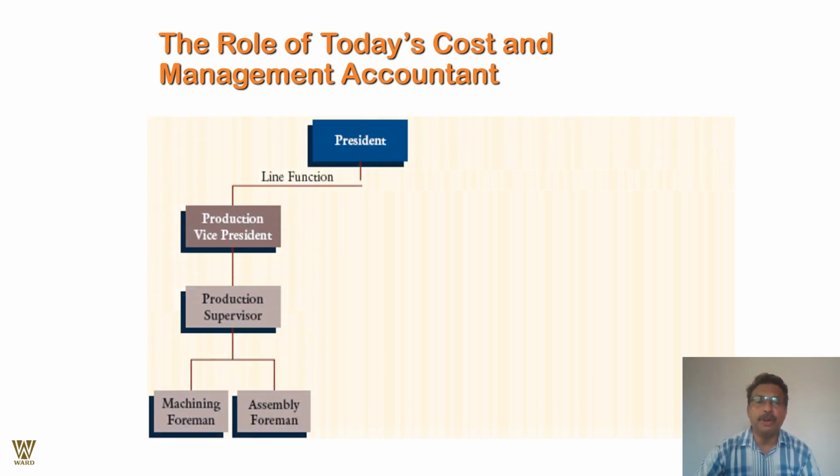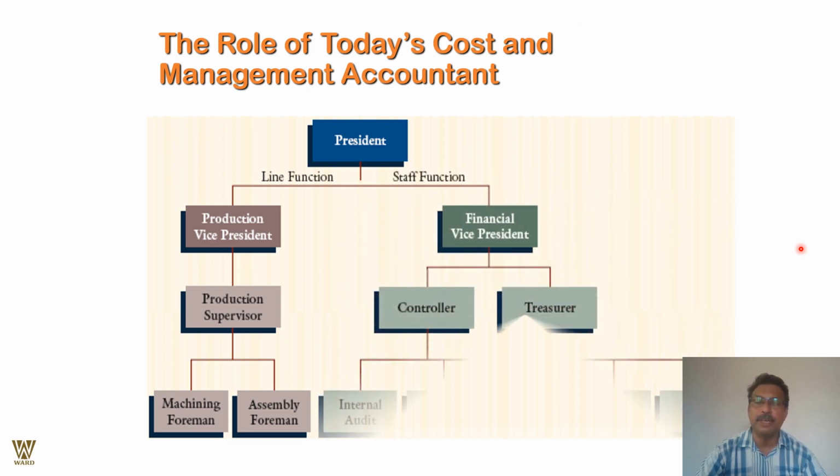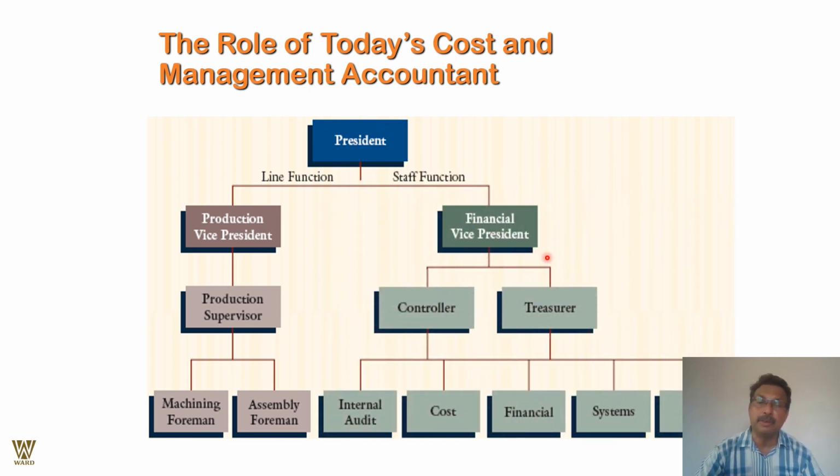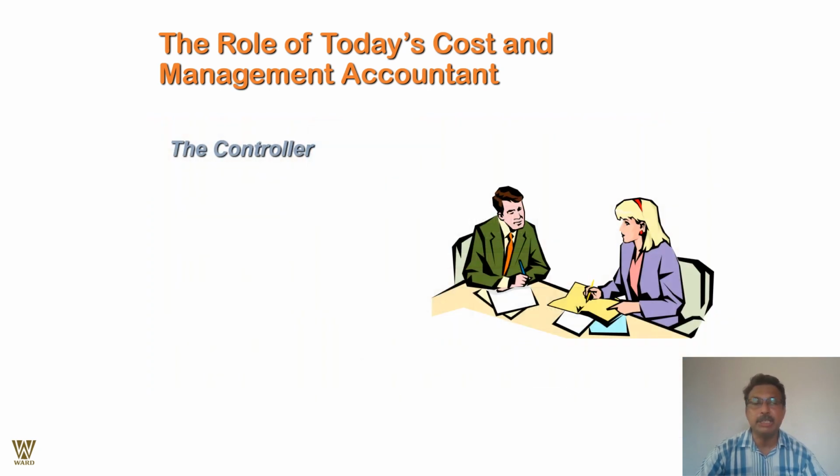What are we looking into? We're talking about a president. Let's say a president's line function is production: vice president, production supervisor, mechanic foreman, or assembly foreman. Now let me look into the staff function. Then we have the financial vice president, the controller, and the treasurer. We have internal audit. We have the cost accountant. We have the financial statements. We have the system. We have the cash flow management that needs to be taken into understanding.